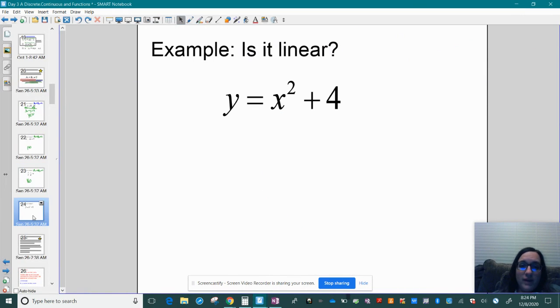All right, let's check our next one here. Our goal is to get it into ax plus by equals c.